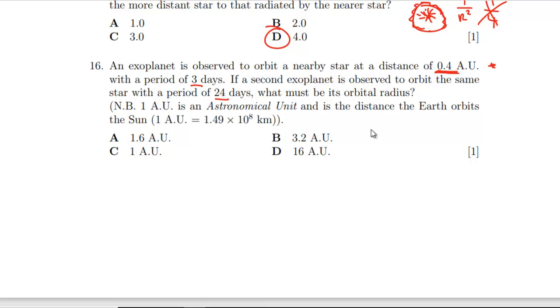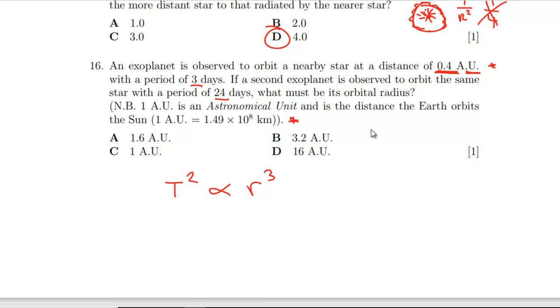So what must be its orbital radius? I mean, they're telling us here what an astronomical unit is, I suppose for clarity, but we're not going to need that. This is a Kepler's third law question, the one that people tend to forget, where the square of the orbital period is proportional to the cube of the distance, the radius of the orbit.